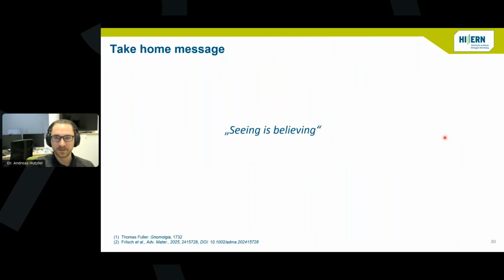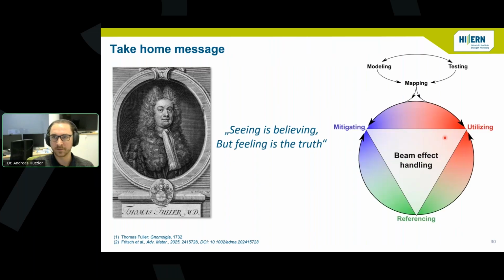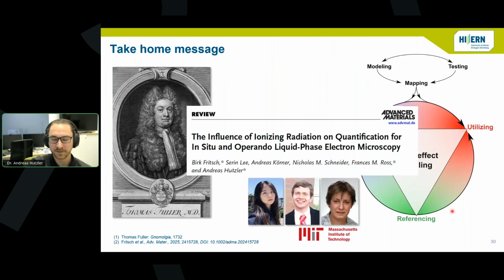Yeah, so take-home message: seeing is believing, but feeling is the truth. I hope I could show you that our approach with testing combined with radiolysis modeling to map the influence of the electron beam is an effective strategy that can be utilized to use the electron beam for nanomaterial synthesis, for example. We can also use this approach to mitigate electron beam effects. What we should do in each case is doing reference experiments, so see if under real world conditions we observe the same phenomena.